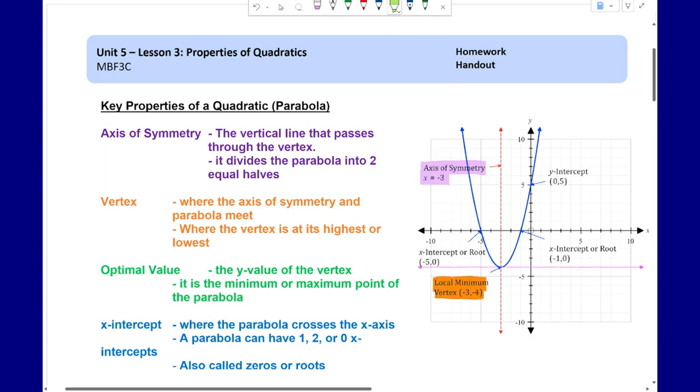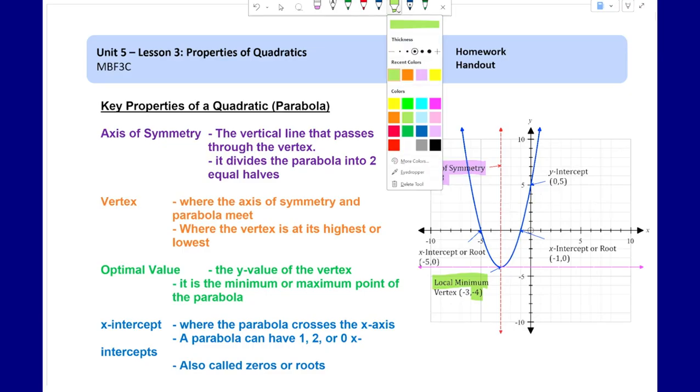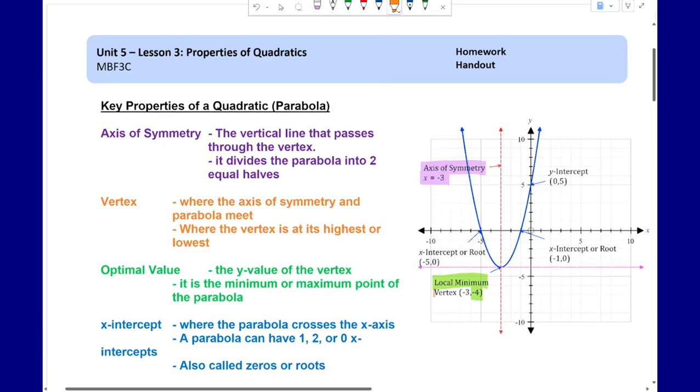The optimal value is the y value of the vertex. So let me go through and highlight the y value of our vertex, and that's called a minimum in this case. So the optimal value is just the y value of the vertex. It's the maximum or minimum point of the parabola. And when we talk about maximum or minimum, we're referring to the y value only, not the x value.